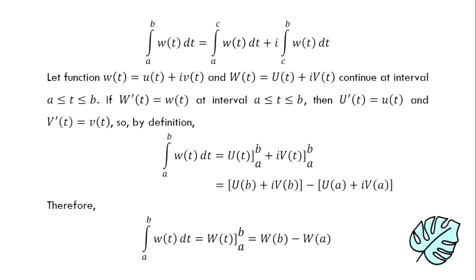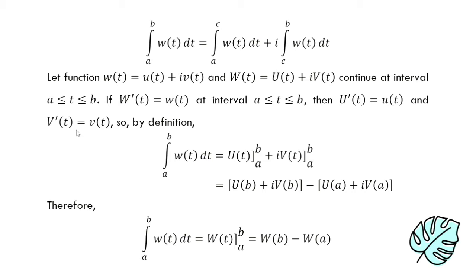The integral of w(t) dt from a to b equals the integral of w(t) dt from a to c plus the integral of w(t) dt from c to b. It just separates the interval a to b with c in the middle, so the interval is separated into a to c and c to b.